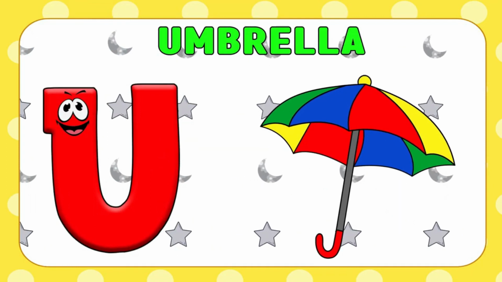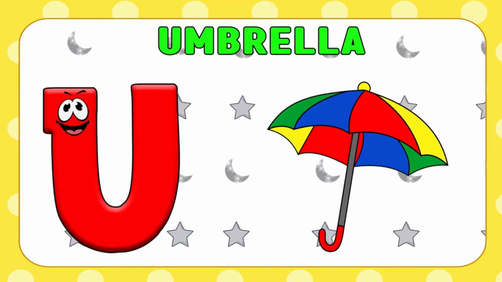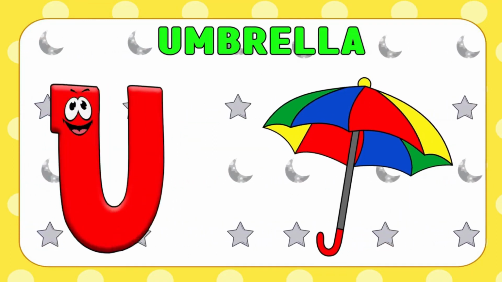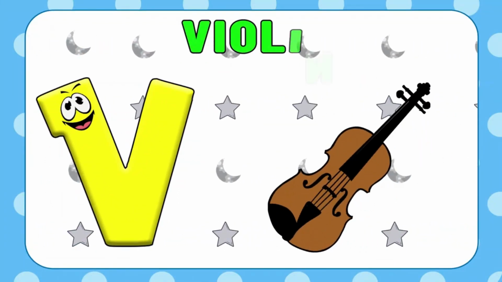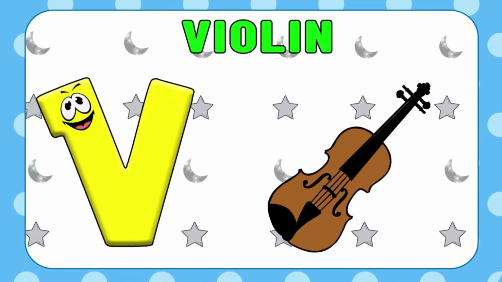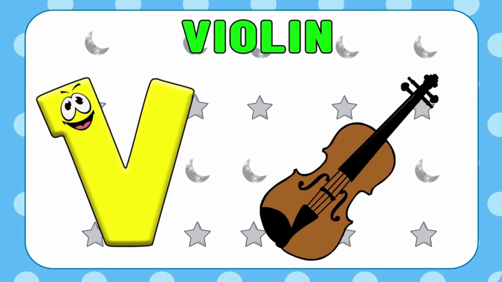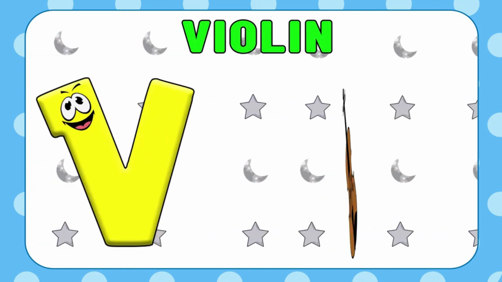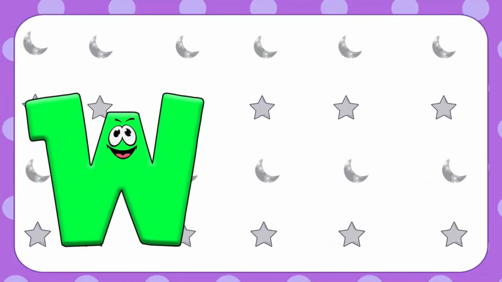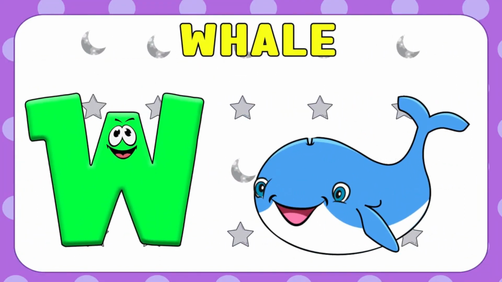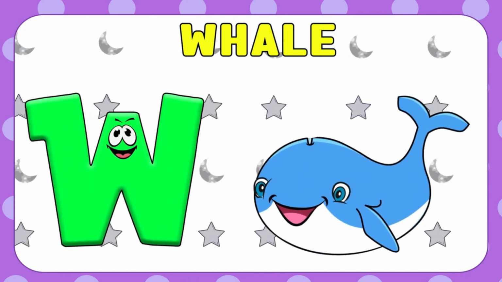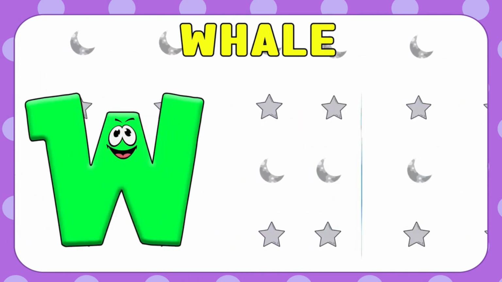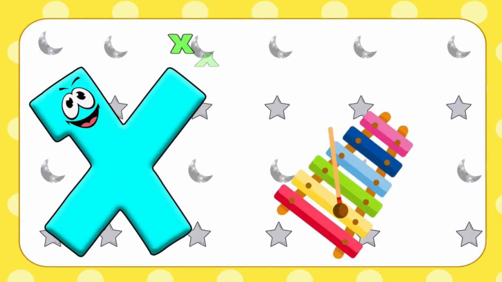U is for umbrella. U, U, umbrella. U, umbrella. V is for violin. V, V, violin. V, violin. W is for whale. W, W, whale. W, whale.